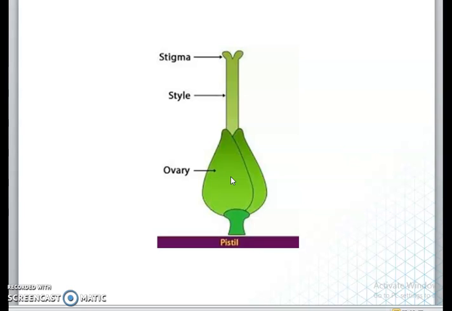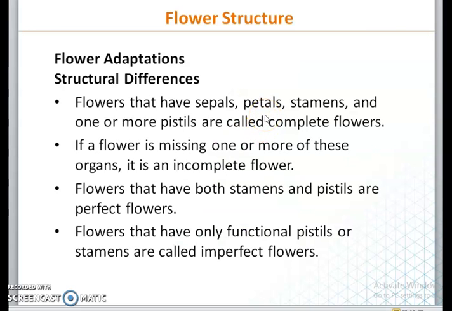A female gametophyte develops in each ovule, and an egg forms inside each female gametophyte. So obviously in the ovary, the pollen grains will find the eggs that will be fertilized by the pollen. The last point we will discuss in this lesson is structural differences. Actually, flowers, all of them, contain the structures we already talked about. But we have some other kind of classification.